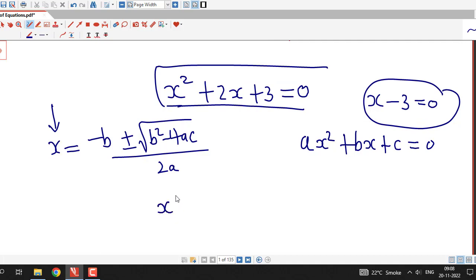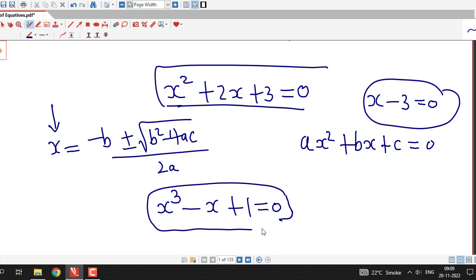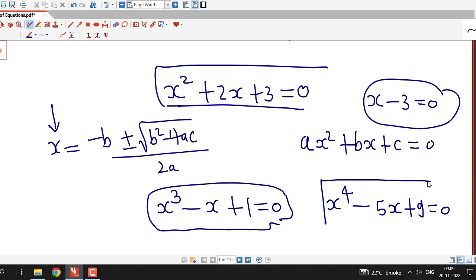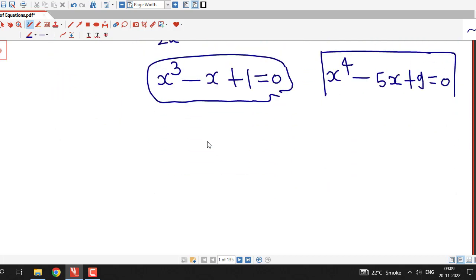For example, suppose I have this type of equation x cube minus x plus 1 equal to 0, then we do not have direct methods for solving every cubic equation, and suppose the degree is getting higher. For example, if we have a 4th degree polynomial equation, then we do not have direct methods. So in those types of situations we have to go for numerical methods.